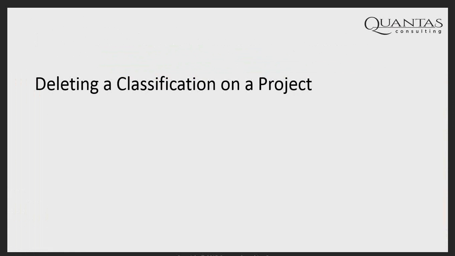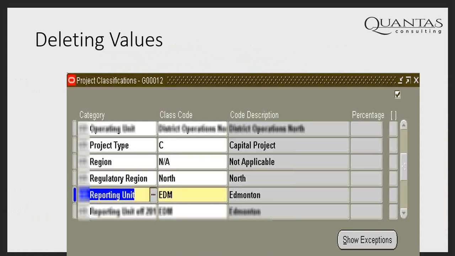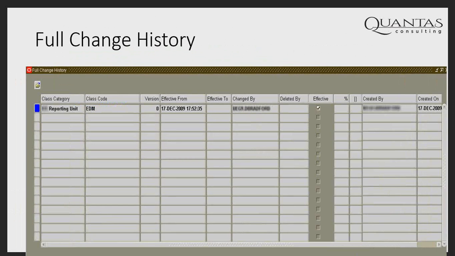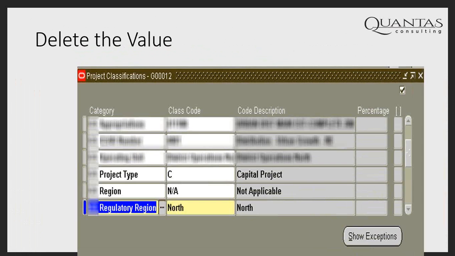So I'm going to touch on the deletion of a classification. It functions very much the same way. I have here a value on the reporting unit. I come in, I'm just going to show that the value was recorded. There it is. That's the date that it was added. It's effective, so it's an active value. And then I deleted the whole classification off my project. So here I deleted that classification off.